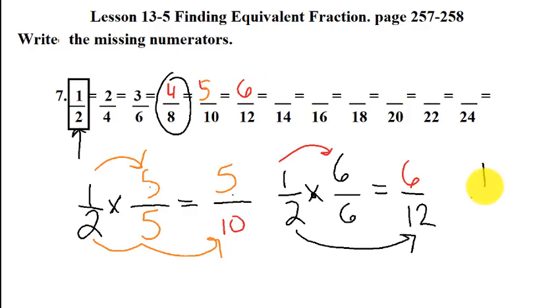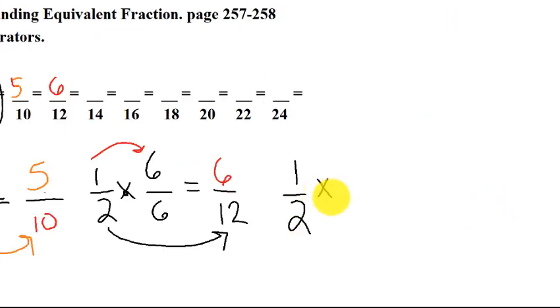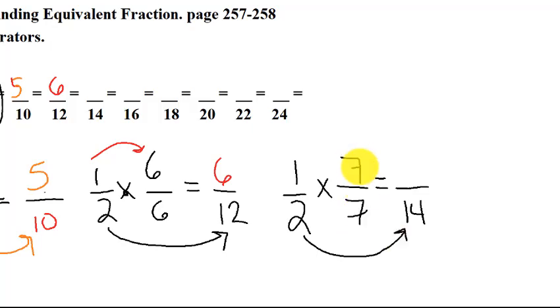Let's continue, always starting with the first fraction, 1/2. And now it is for 14. What number times 2 gives us 14? It's 7. Okay, we need to multiply. 1 times 7 is 7. Let's write it as the missing number, 7.